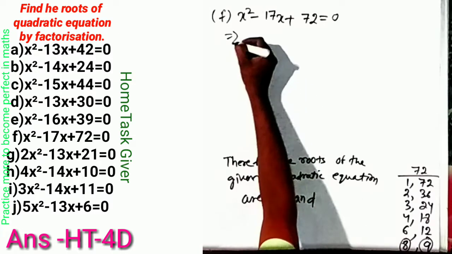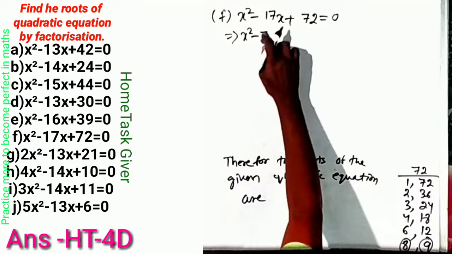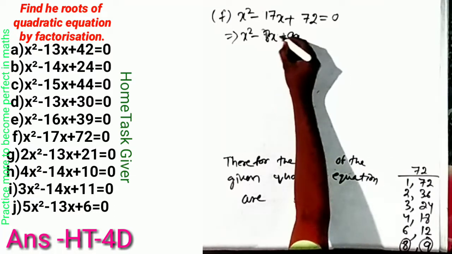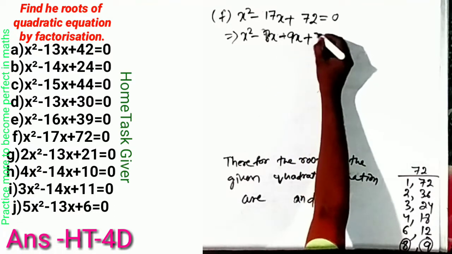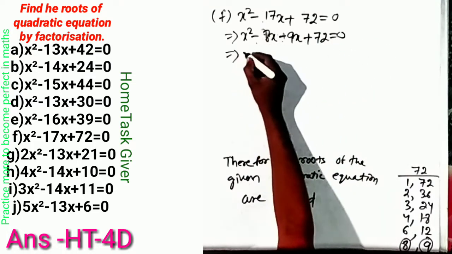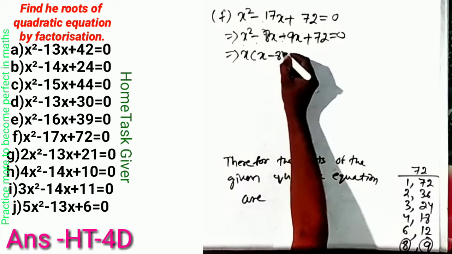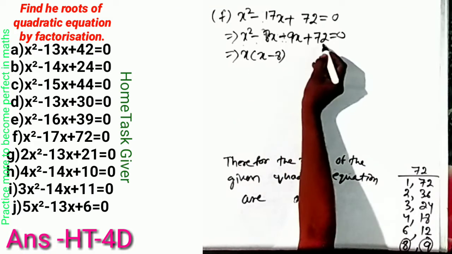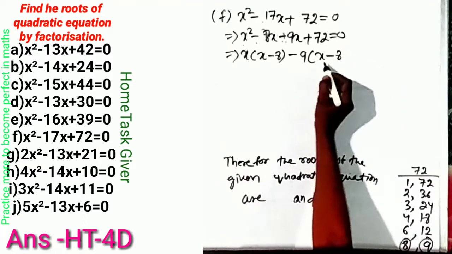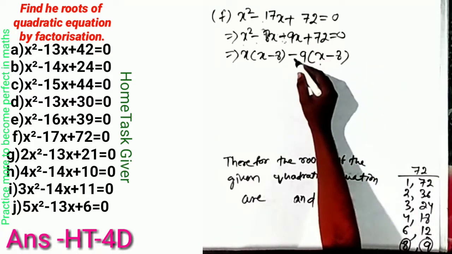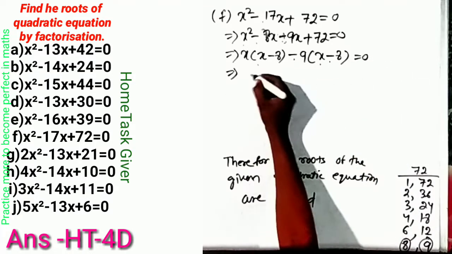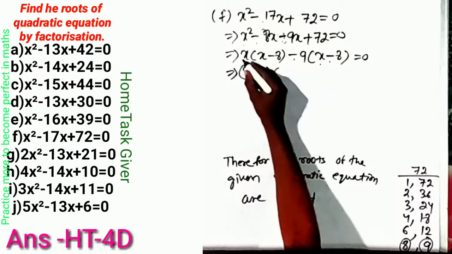So x square minus 8x minus 9x plus 72 equal to 0. Here minus 8x minus 9x is minus 17x. So take x as common, x common लिया आएगा x minus 8. Here take minus 9 common, minus 9 common लिया तो आया x minus 8, because minus 9 into x is minus 9x, minus 9 into minus 8 is plus 72. So here x minus 8 is common, x minus 8 common लिया आएगा x minus 9.